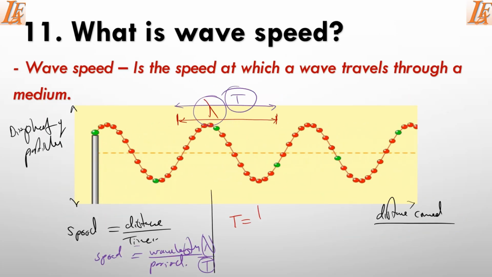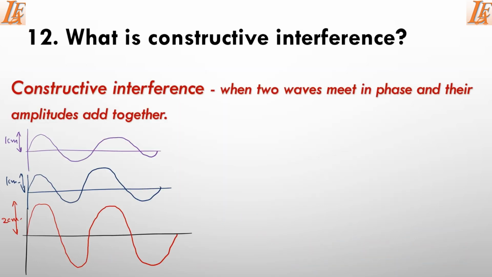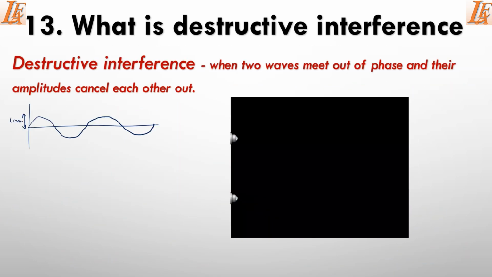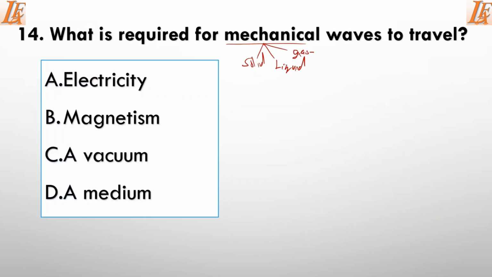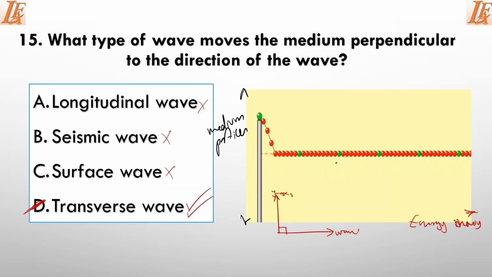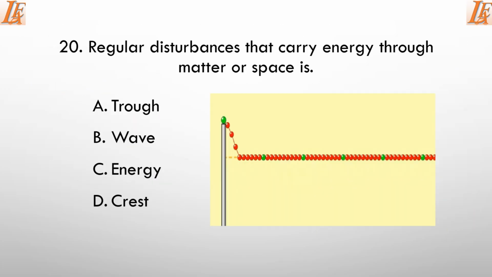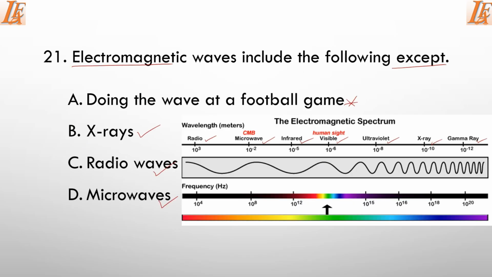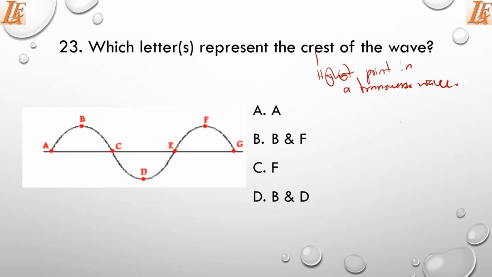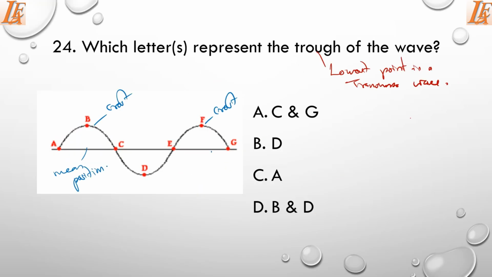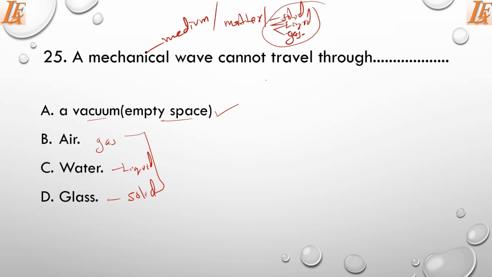We will break down key concepts like crests and troughs, compressions and rarefactions, and explore the important properties such as wavelength, period, wave speed, amplitude, and frequency. By the end of this video, you will not only master the basics but also gain the confidence to tackle wave-related questions in your physics and science exams.